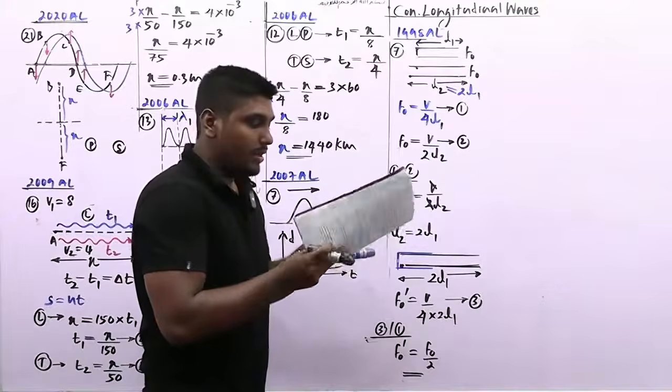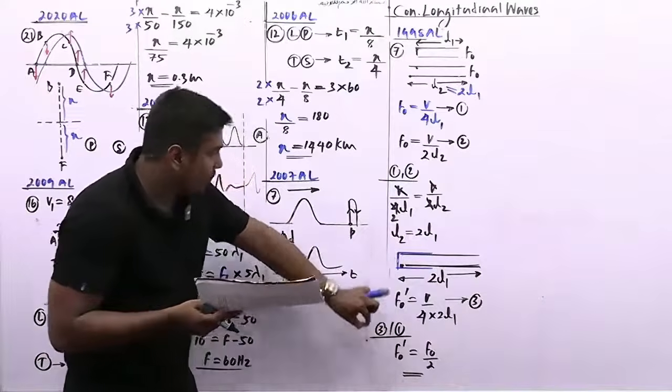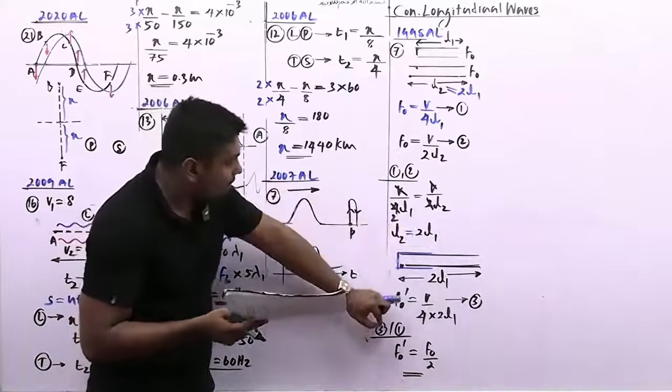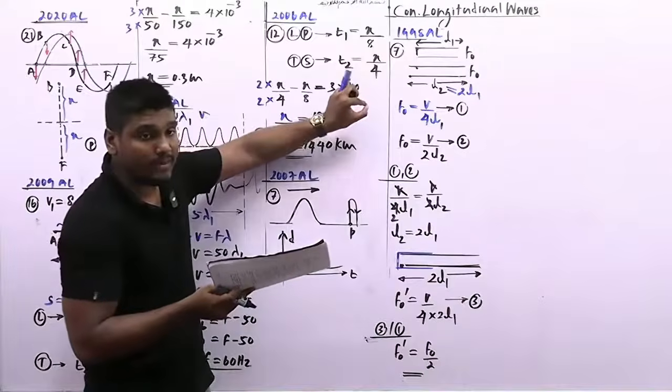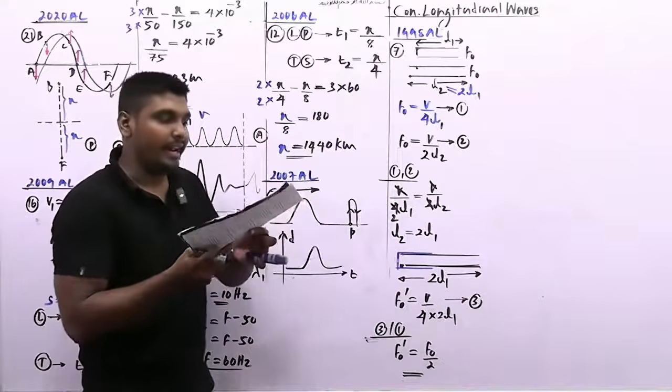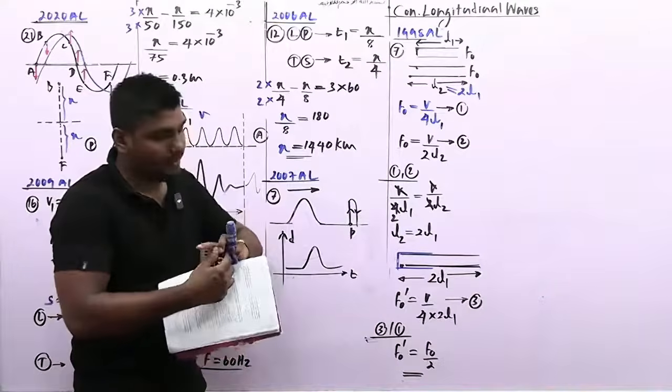Any doubt you can ask. A basic simplification: divide equation 3 by 1, then you can obtain F naught dash in terms of F naught. Very simple idea, not difficult. Then the eighth one, question number 8.